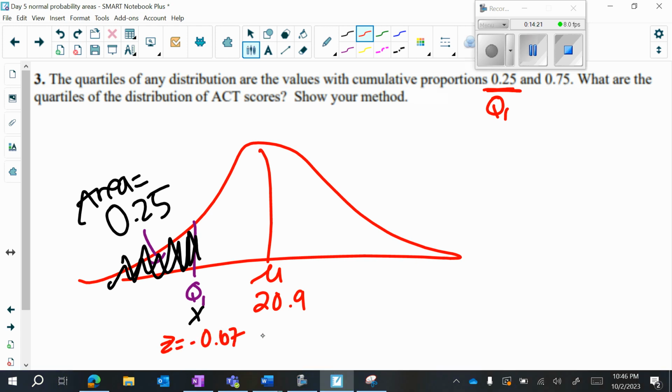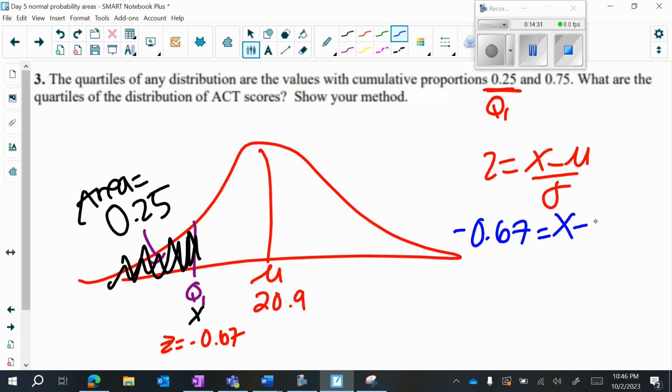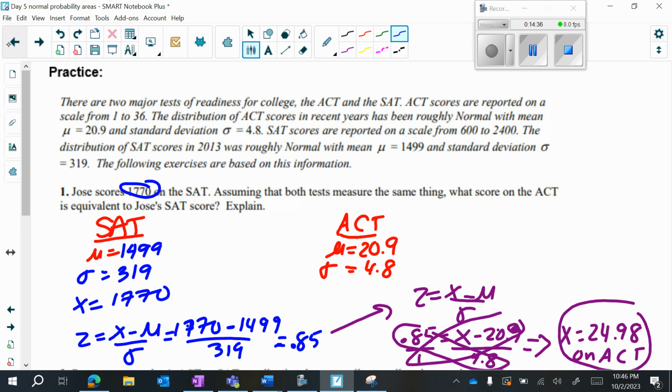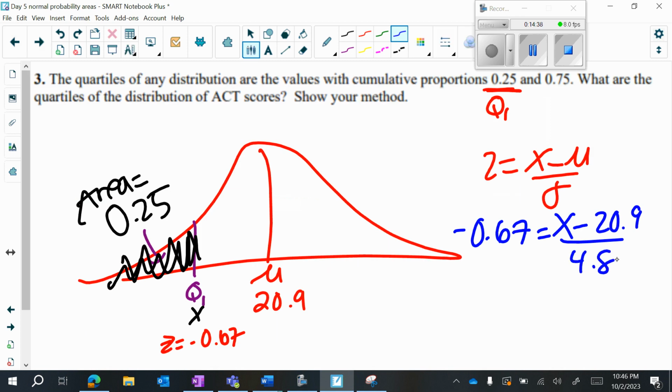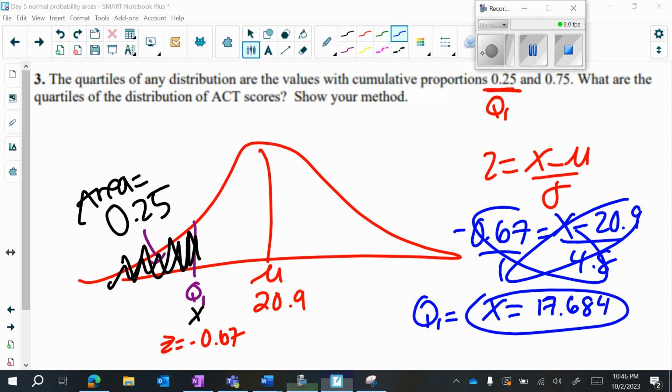Now to solve for X, you're going to have the z-score formula. You're going to plug in the z-score that you know. You don't know X. You're going to plug in the mean, 20.9 for ACT, and the standard deviation, which is 4.8. Then you're going to cross multiply and solve for X. That's going to give you the value of the first quartile. Okay, do that now. The answer I got was about 17.684. So that would be the first quartile.